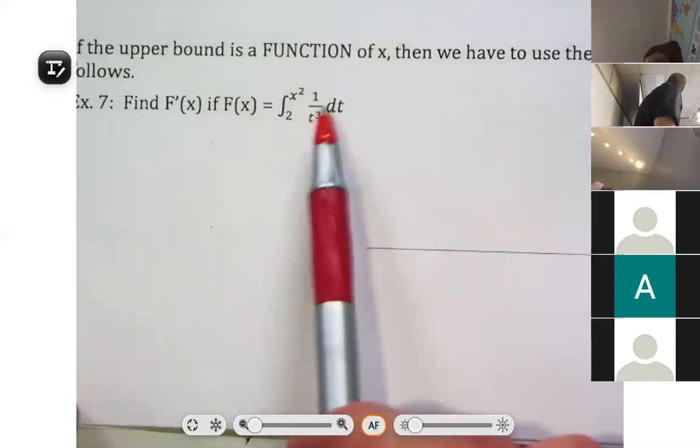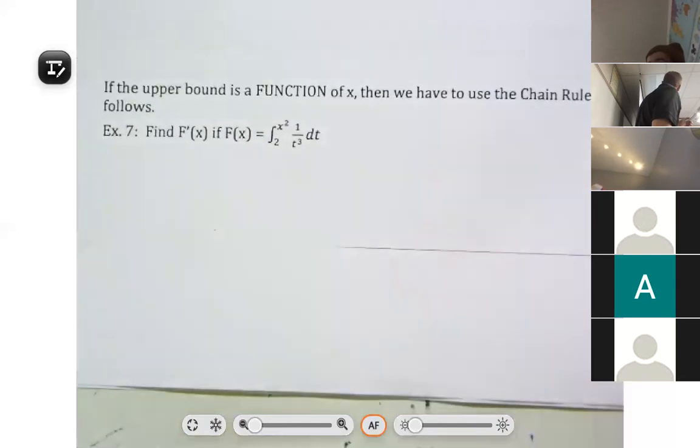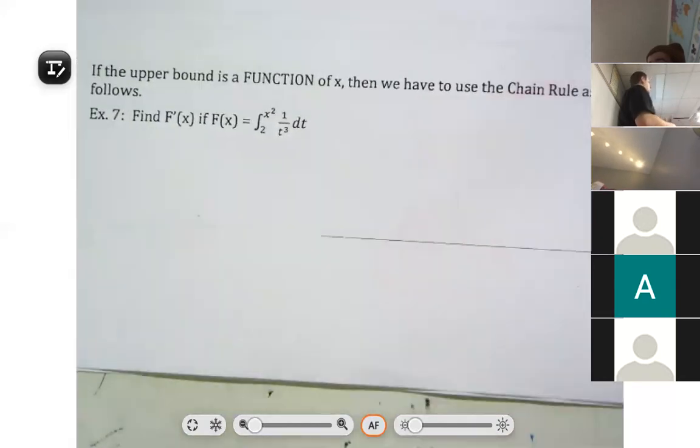And then the last thing, if your upper limit is something other than just x. Normally when you do problems on the AP test or in here, almost always the upper limit is going to be x. Almost always. But if the upper limit is something other than x, like x squared or 2x plus 1 or whatever, some function of x, we treat it very similarly.